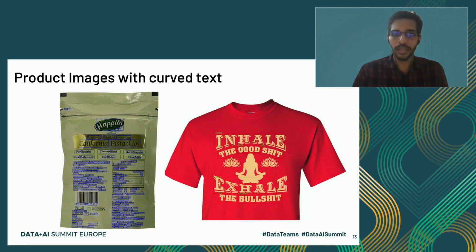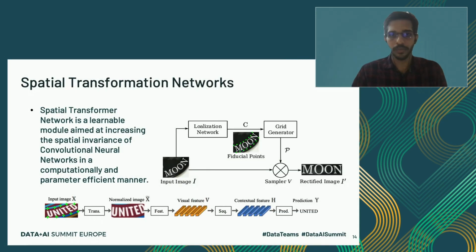We were able to do pretty decently on detection tasks since that was achieved through character level segmentation. But on the recognition side, the model was not doing that great. So we went ahead with spatial transformation networks. A spatial transformation network is a learnable module whose aim is to increase the spatial invariance of convolutional neural networks in a computationally and parameter efficient manner.